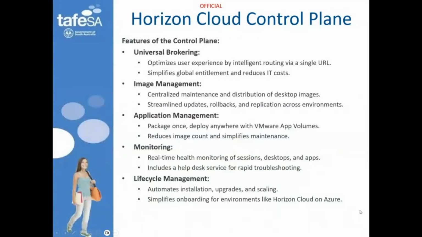So, features of the control plane. There's universal brokering. When they say brokering, it's just like an agent negotiating, okay? So when someone tries to connect, the universal brokering now negotiates effectively where to send them. Do they connect to your internal service for a virtual desktop instance, or do they go to the cloud? It optimizes the user experience by intelligent routing via a single URL, so routing to the cloud or routing to your on-premise.